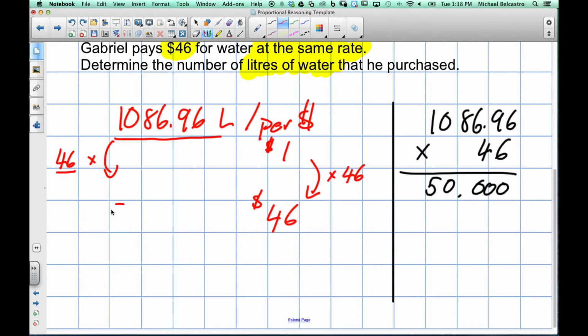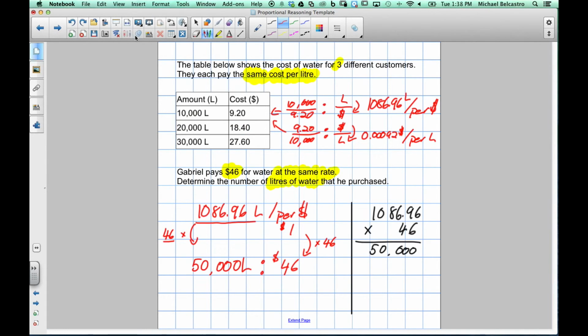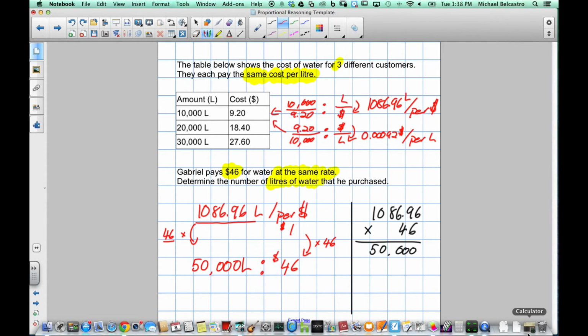So I'll write it again over here. We don't have to write it again, it's being a bit redundant. But just to show you, sorry, it's not a dollar amount, it's a liter amount. He gets 50,000 liters for the $46 that he spent in this case. Okay, so we take a look at it there. And remember, we talked about before, we wanted to make sure that the other customers are doing the same thing. We can quickly check that.